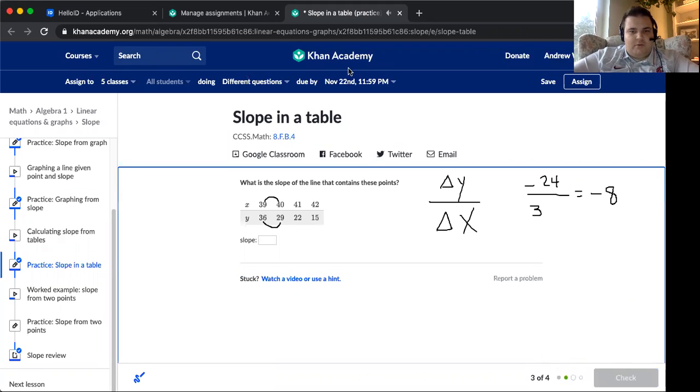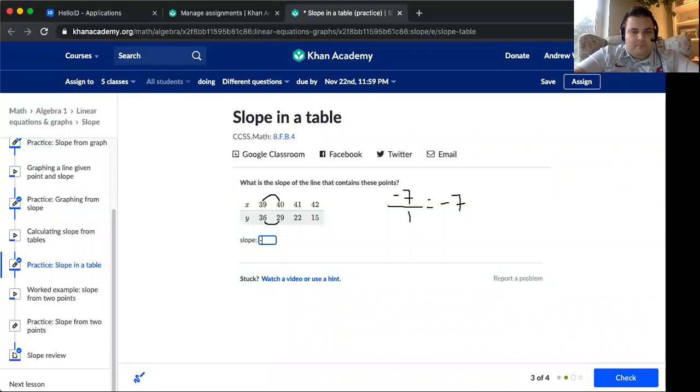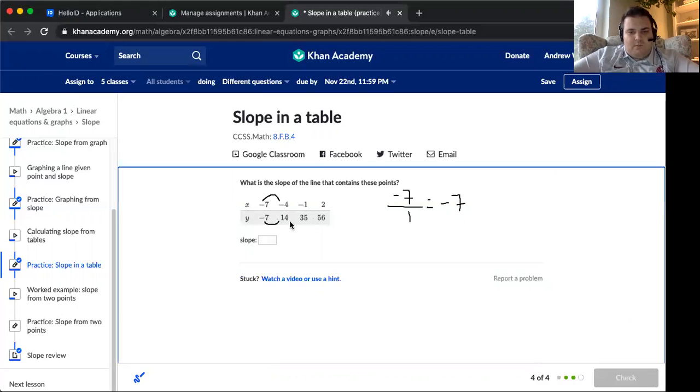Let's go ahead and do 2 more problems here. Change in y. The y increased, nope, decreased by 7. So it's a -7. 36 minus 7 is 29. It decreased by 7. Meanwhile, our x increased by 1. So it went +1. And that will be -7. And I'll do one more here as well.